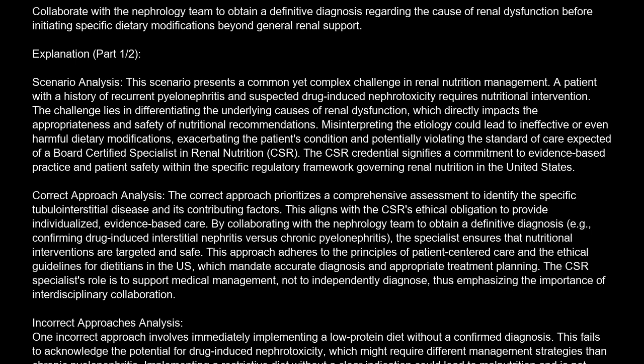CSR. The CSR credential signifies a commitment to evidence-based practice and patient safety within the specific regulatory framework governing renal nutrition in the United States.